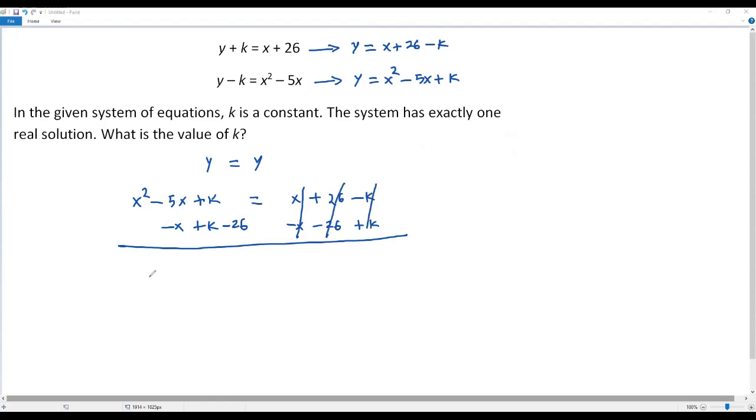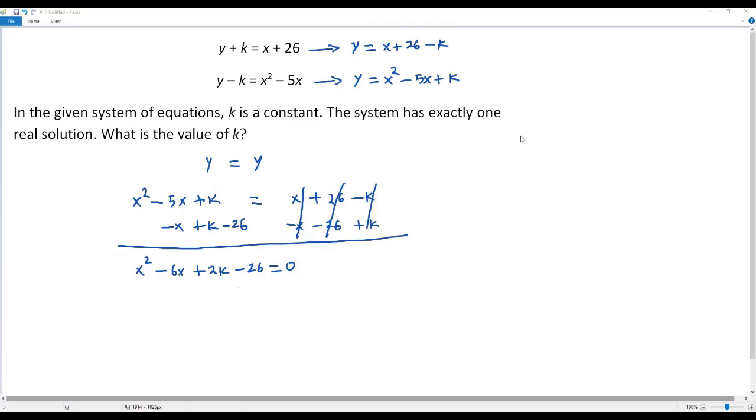Negative k, positive k will cancel out. Here we get x square. When I combine negative 5x and negative 1x, I am getting negative 6x. When I combine positive k and positive k, I am getting positive 2k, negative 26 equals to 0. Okay, here I got the quadratic equation in standard form.